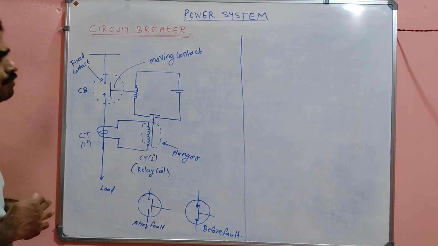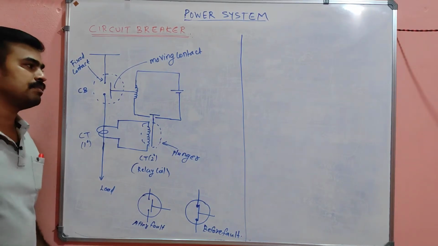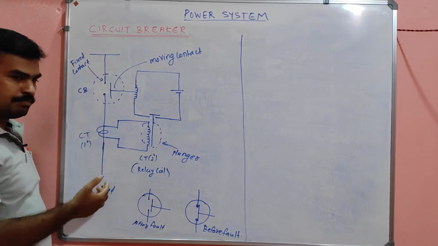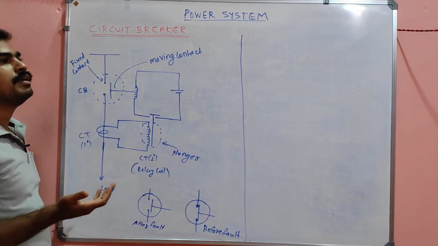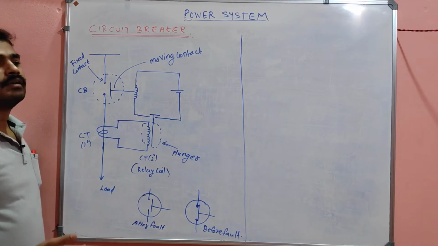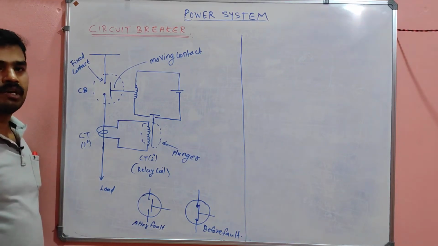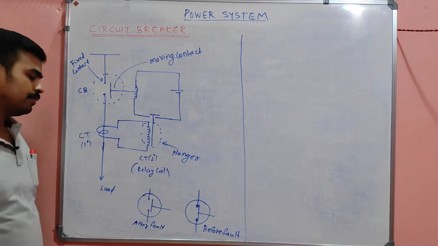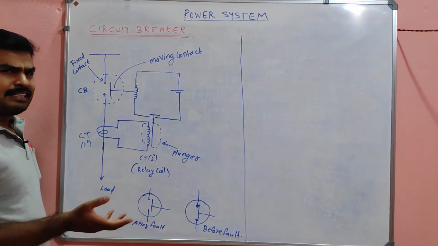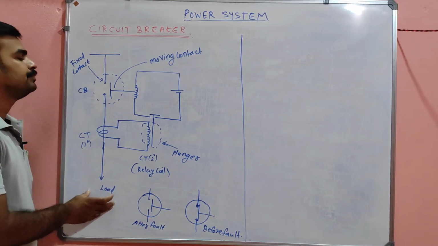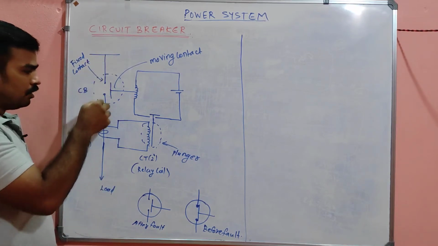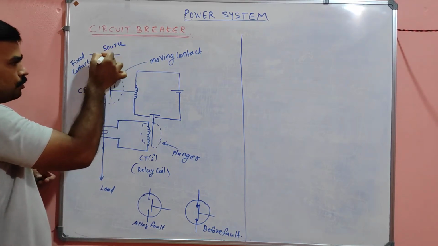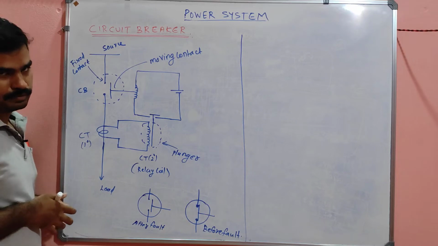So let's briefly explain the working principle of the circuit breaker. See, my dear, this is the line. This is the load. That means here the load is connected. The load may be motors, any industrial loads, or simply a rheostat. That also is a load, or a loudspeaker, anything. This is the load, my dear. And this is the source. From the source side to the load side, the current is flowing.